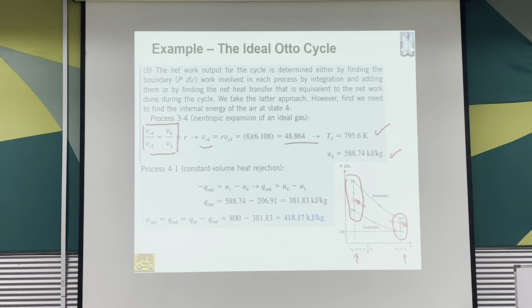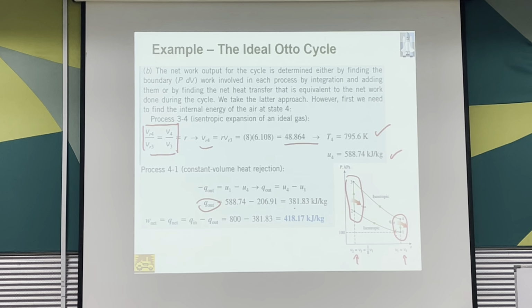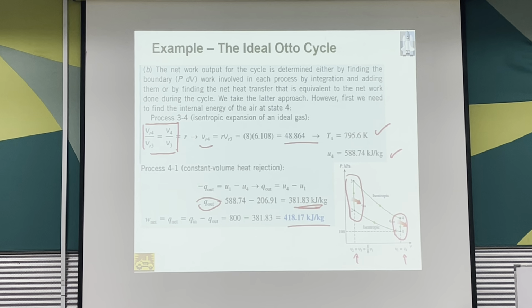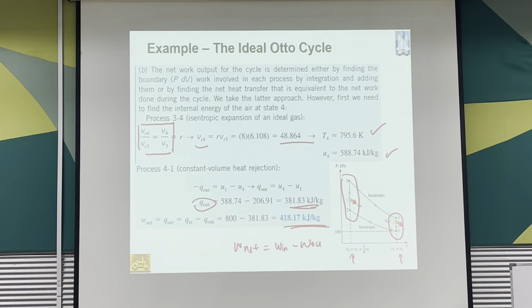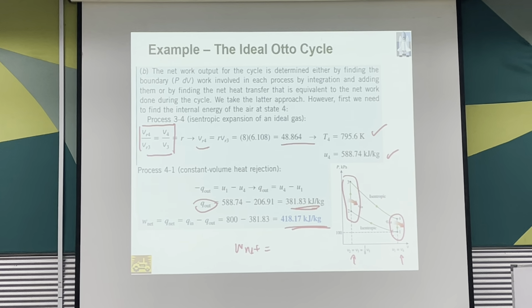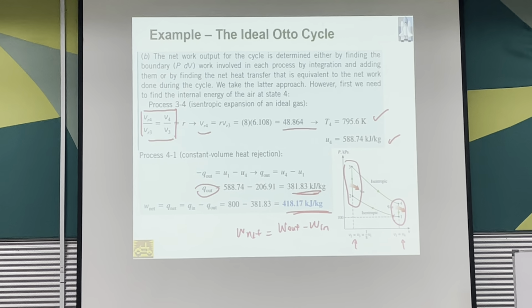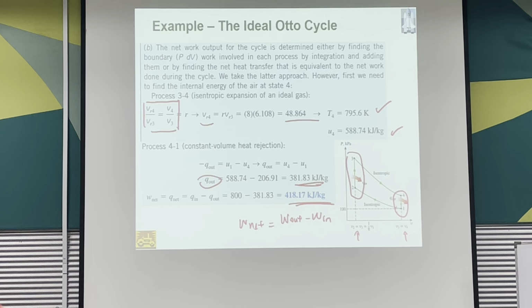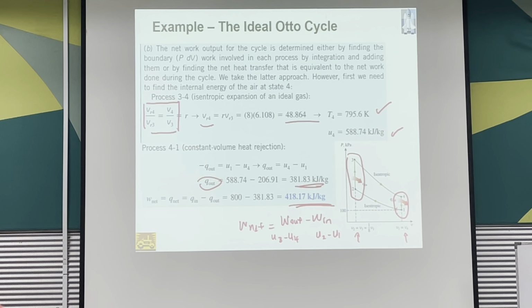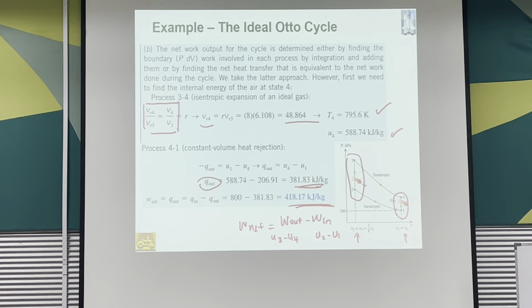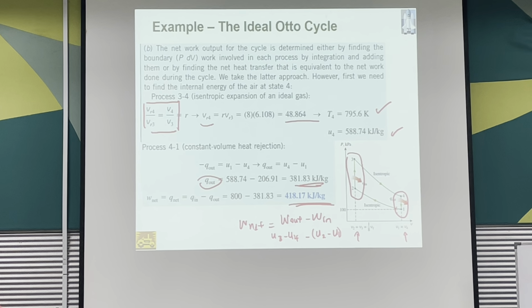Then once you have U4, you can calculate Q out, which is this value. Then you can find work net based on the difference between Q in and Q out. Like I said, work net you can also find through work out minus work in, because work out will always be higher. This is actually U2 minus U1. This one is actually U3 minus U4. So again, they are the same thing. If you just put in Q in minus Q out, you will see that they are the same thing actually.